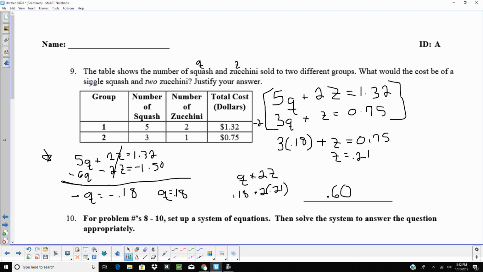Got to be careful, though, what they're asking. What would the cost of a single squash and 2 zucchini be? Well, a single squash is going to be 18 cents. 2 zucchini is 42. Add them together, and you get 60.